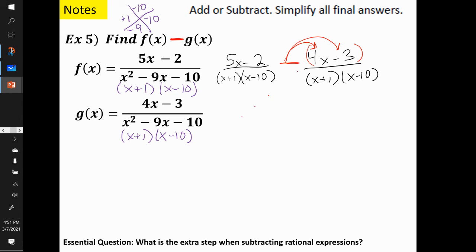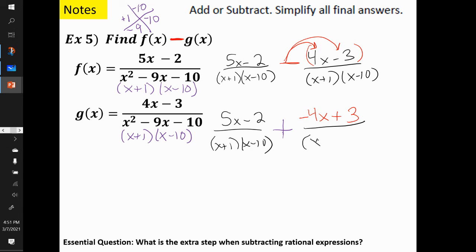So it says a positive 4x. We are going to change it to a negative 4x. It says a negative 3. We're going to change it to a positive 3. So you do the opposite sign. And once you do that, then this changes to a plus sign between here. And I'm just going to bring this down. 5x minus 2, over this denominator of x plus 1, x minus 10. Since they have a common denominator, same, they're in love, and we're going to go ahead and combine the tops.